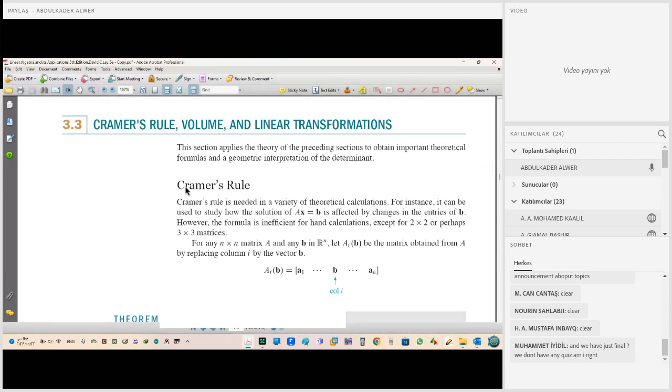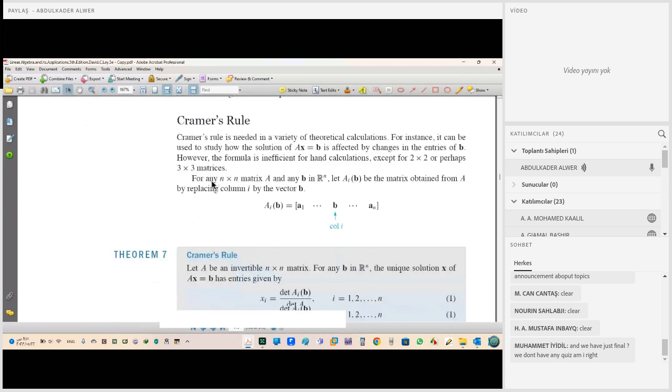Okay, let's start our lecture today. Today we have two things. First, a rule called the Cramer Rule, which is one of the most important rules. And the second thing is how to find the inverse based on the cofactors method. Let's start first with the Cramer Rule.